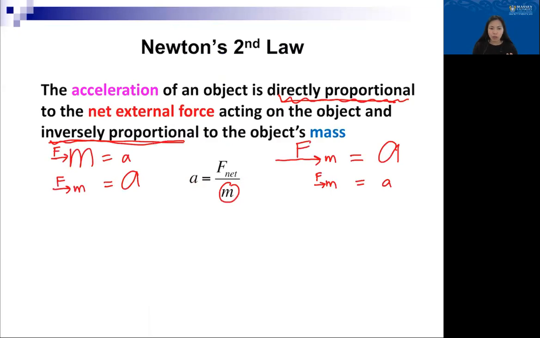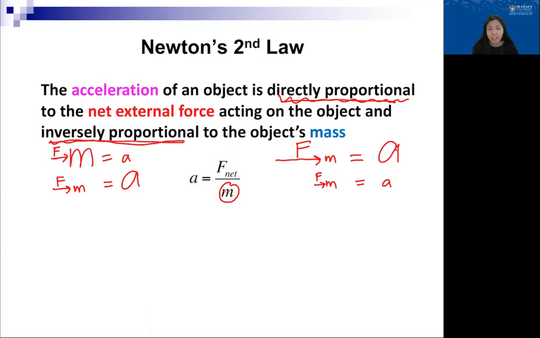Inverse proportionality means something small results in something big, and something big results in something small. So big mass results in small acceleration, small mass results in big acceleration. And so you have this equation: the acceleration is directly proportional to the net force and inversely proportional to the mass.